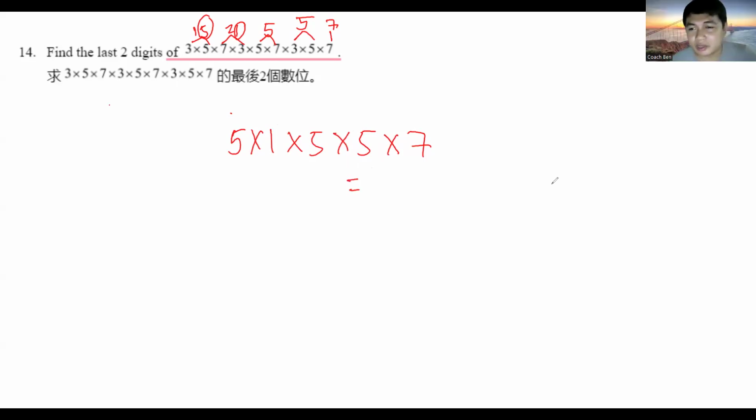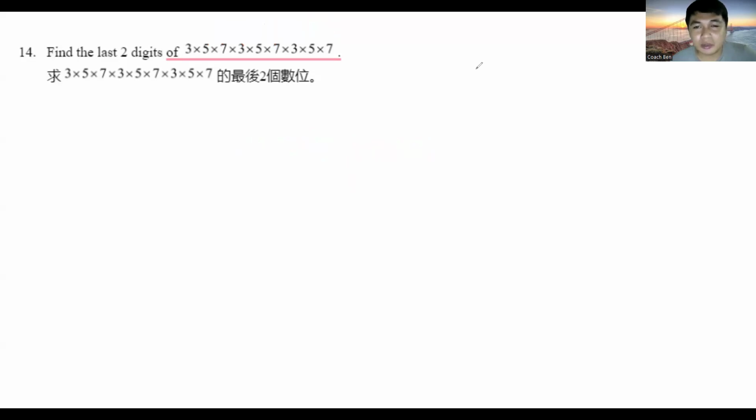Okay, sige daw, let's double check for number 14. For number 14, we have to find the last 2 digits of 3 times 5 times 7 times 3 times 5 times 7 times 3 times 5 times 7. So all we have to do is get the 2 digits of each of these 3 numbers because they are in a pattern. It makes it easier for us to solve if we solve it in a pattern as well.